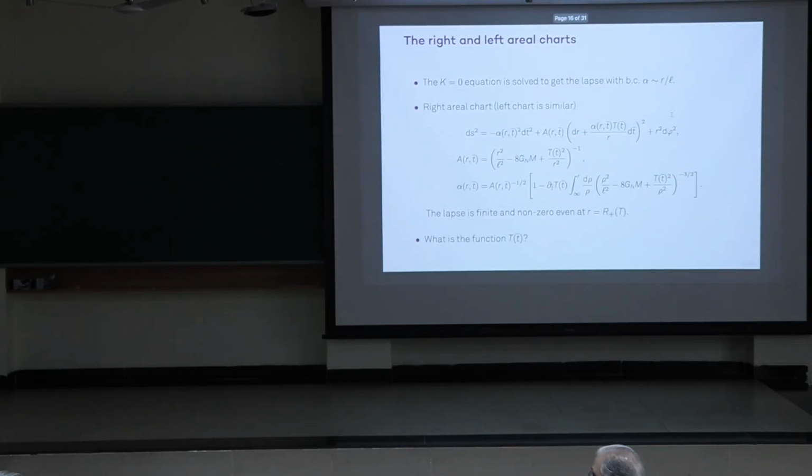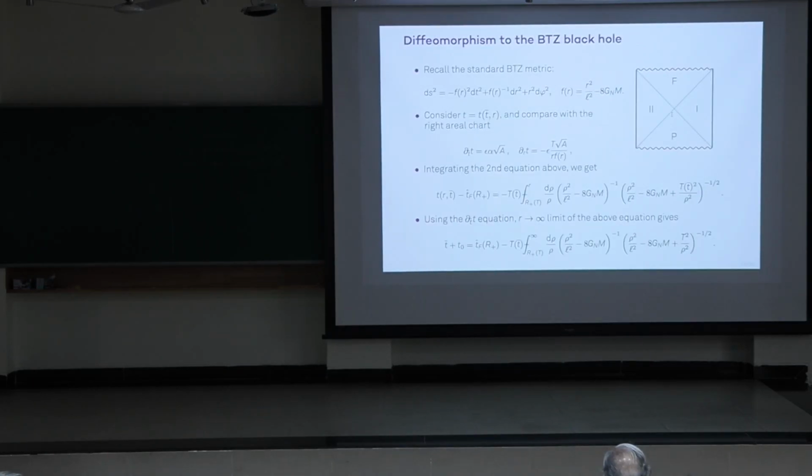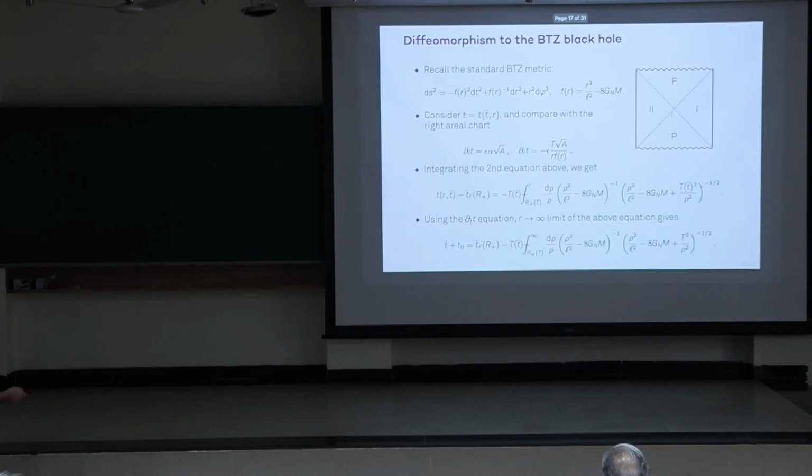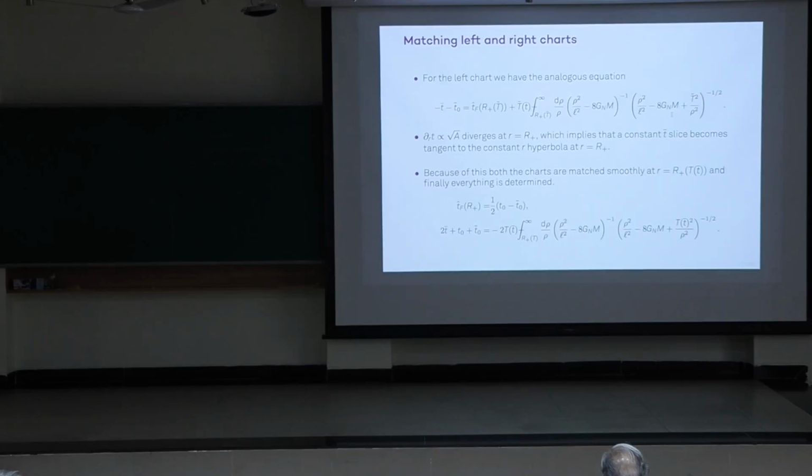Okay, I'll proceed. So I was at this stage. The reason I'm trying to do all these things, which I now realize is not that important, is that I want to determine what this function T of t bar is, and that eventually gets determined when you try to match the left and right charts at r equal to r plus.